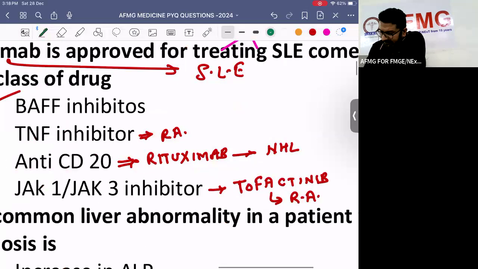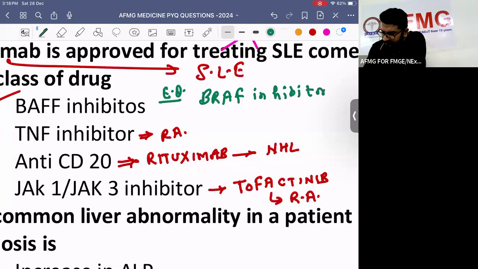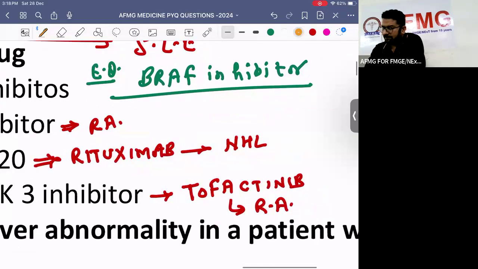Even nowadays they are asking an expected question, which is BRAF inhibitor. BRAF is a gene that is involved in different leukemias and cancers like hairy cell leukemia, melanoma of skin, right? BRAF is also involved in some Langerhans cell disorders. So by inhibiting BRAF you can target many cancers. What is the example? Anyone? BRAF inhibitor: vemurafenib.